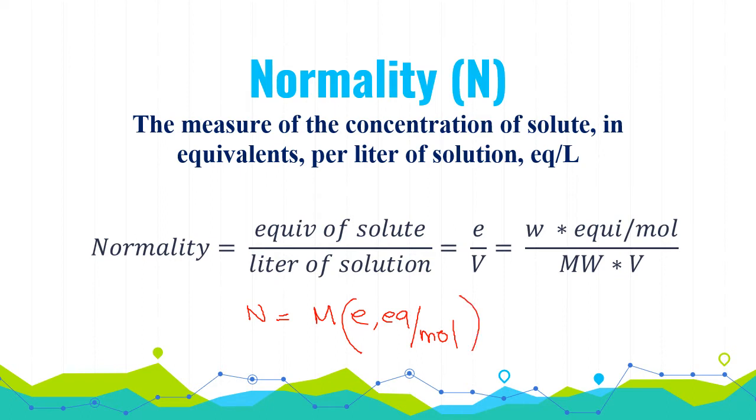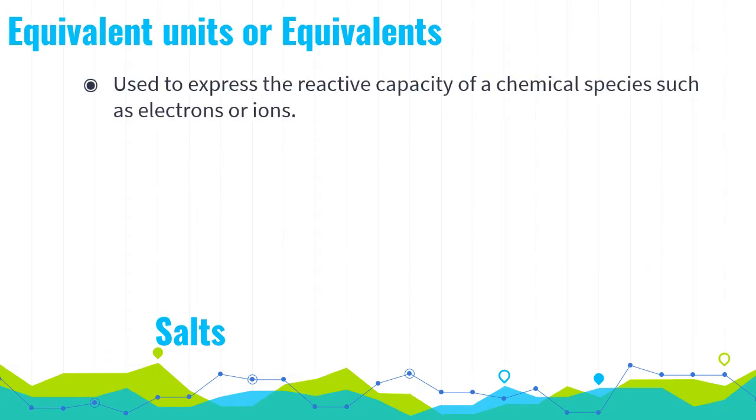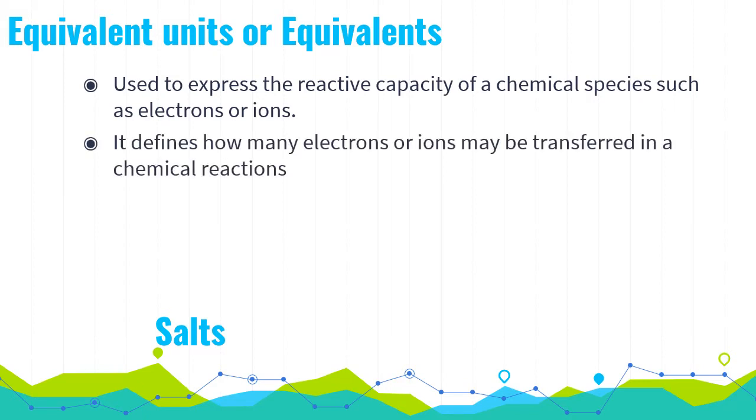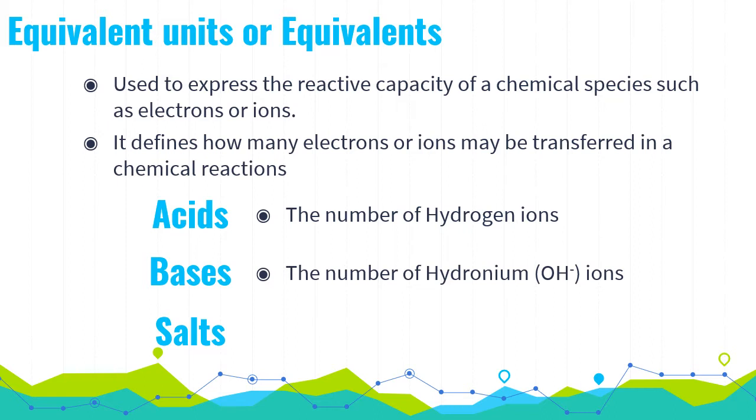What is E? What is our equivalence? Well, equivalence units or your equivalence is used to express the reactive capacity of a chemical species such as electrons or ions. It identifies how many electrons or ions may be transferred in a chemical reaction. For our acid, it is the number of hydrogen ions. For bases, it is the number of hydronium ions. And for salts, it is the oxidation or valence state of the elements.